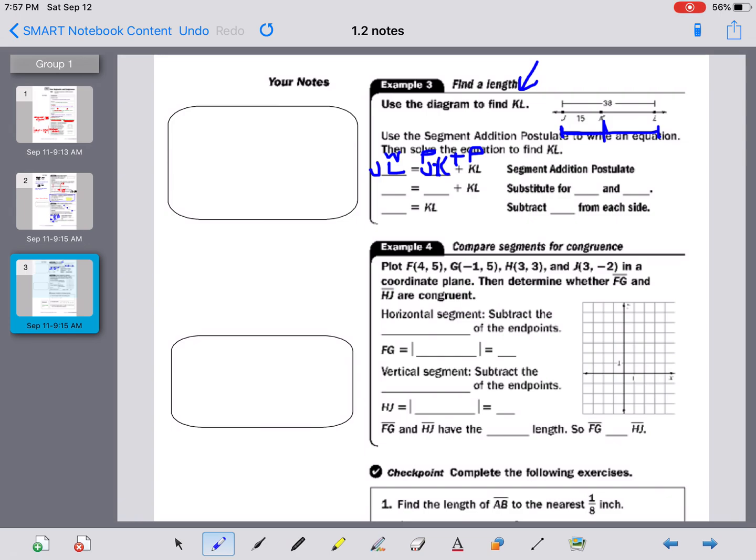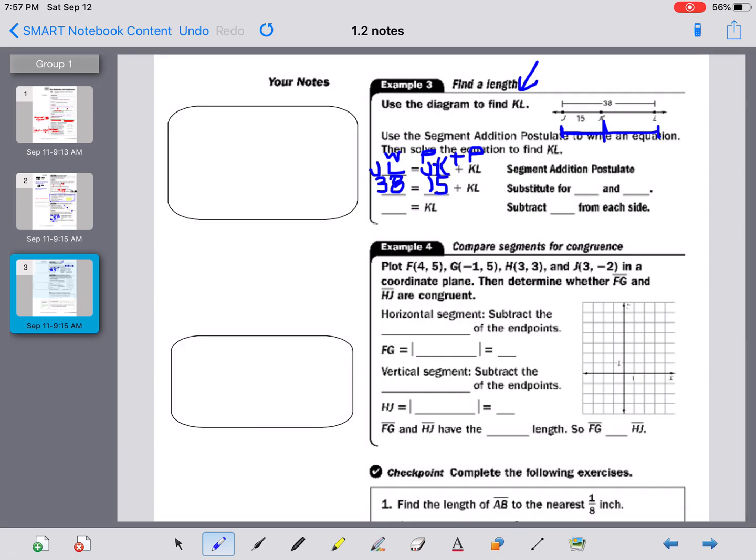So there's my part plus part equals whole, and again, there's no lines above those, so I can replace those with numbers. What is the value for JL? I look up there and it's 38. And JK, I look up there and it has a length of 15. But I don't know KL, that's the missing piece.